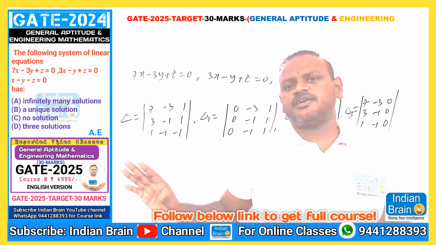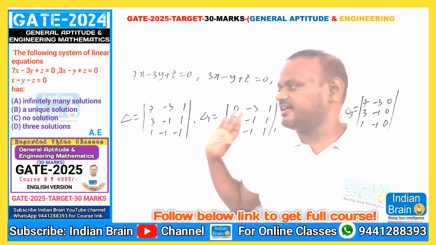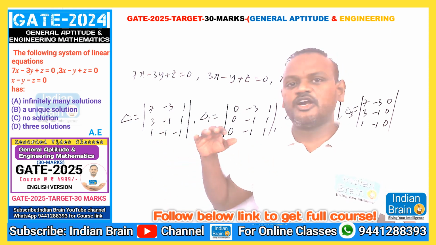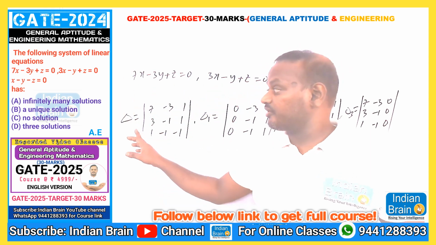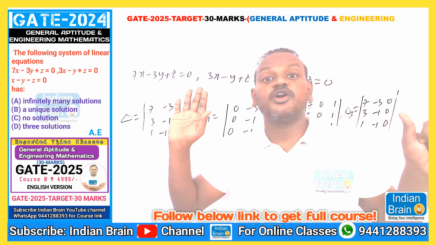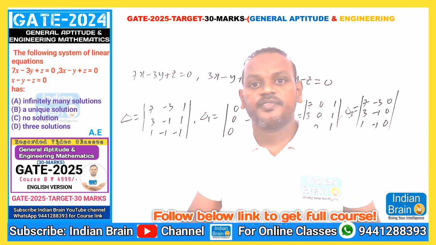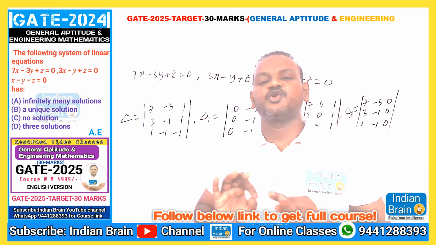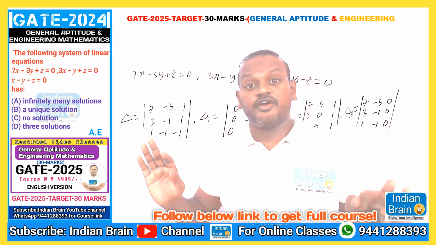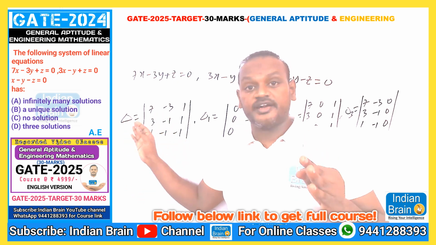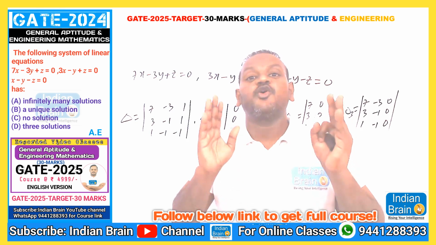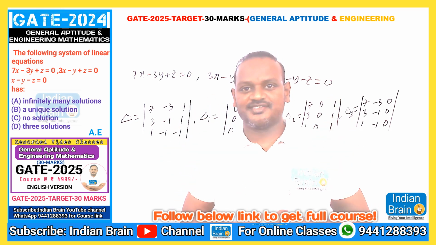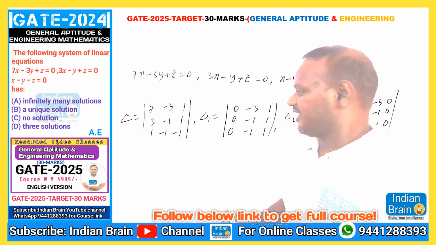So what do we need to find? The delta value. If I get the delta value as not equal to 0, then only I can get a unique solution. Directly I can say, whenever your delta value is not equal to 0, the answer is a unique solution. Whenever your det value is equal to 0, then there are 2 stories. That is the basic idea, right? Okay, fine.